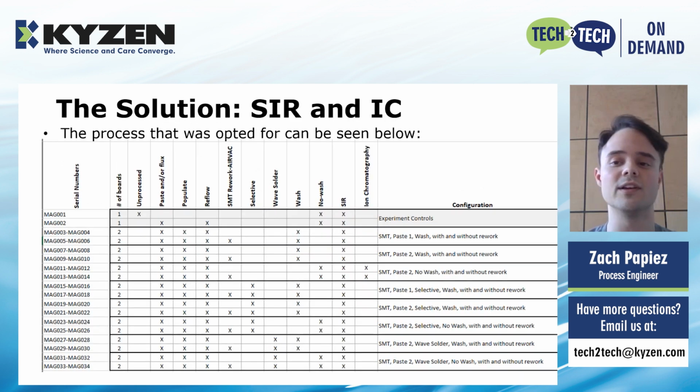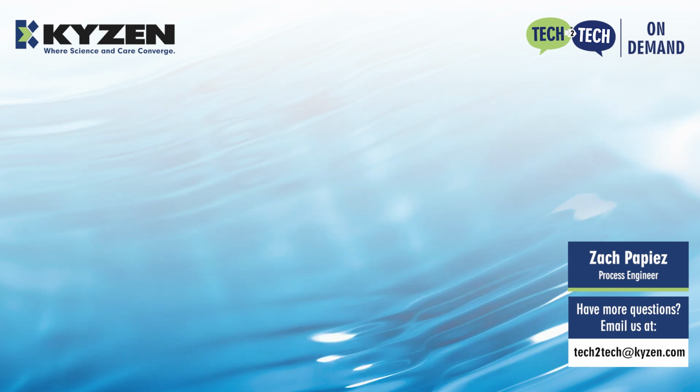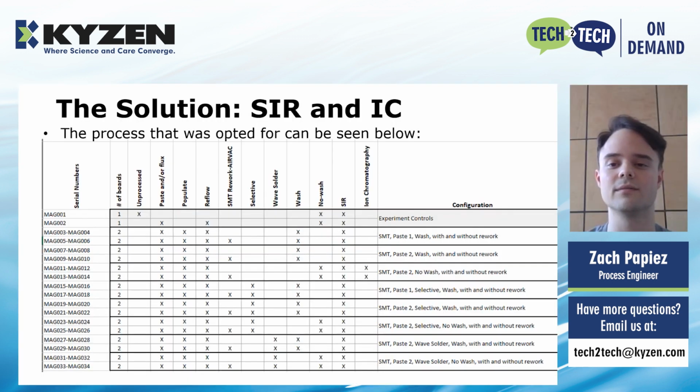An array of surface insulation resistance testing with supplemental IC testing was chosen to add insight into these processes. Four sets of data were gathered for every condition. IC was specifically chosen for the test vehicles labeled MAG 11 through 14, given the known dangers for rework without washing. SIR was opted for every test condition to fully characterize and contrast the wide range of test conditions and their electrochemical profile.